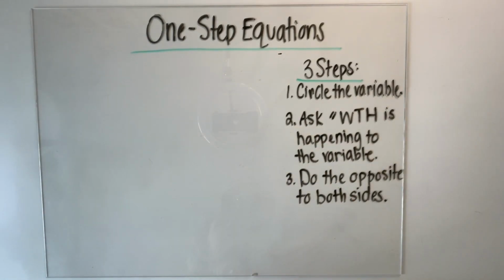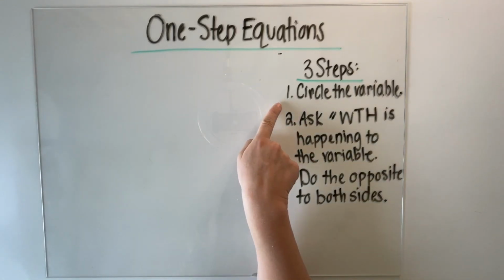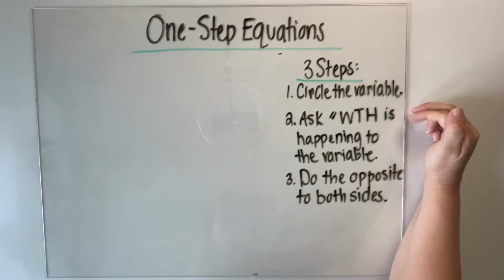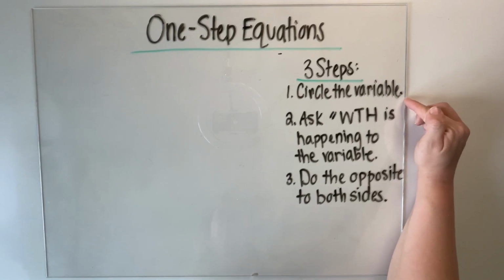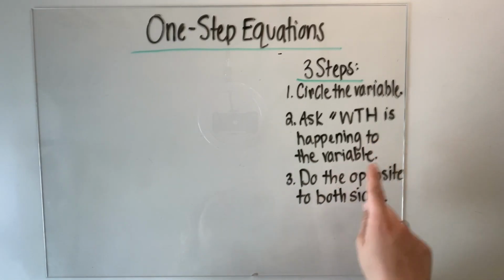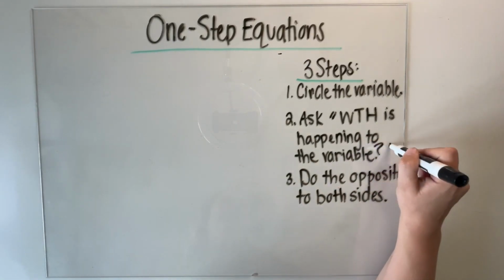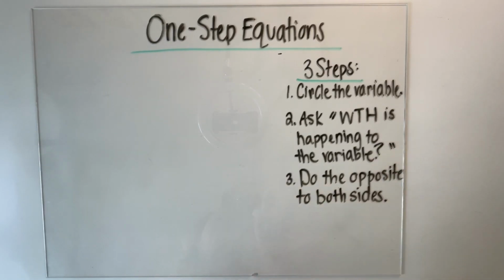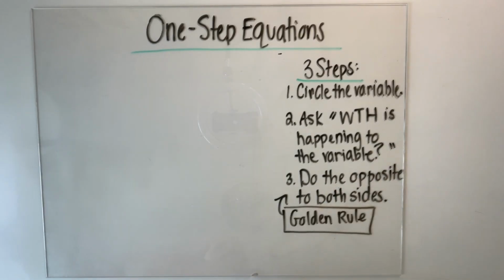The steps are as follows. Number 1, circle the variable. Now remember, a variable is any letter or symbol used to represent an unknown quantity. Number 2, ask what the heck is happening to the variable. Number 3, do the opposite to both sides. Now the 3rd step is actually called the golden rule. The golden rule means whatever you do to one side of the equation, you have to do to the other side. Let's look at some examples.